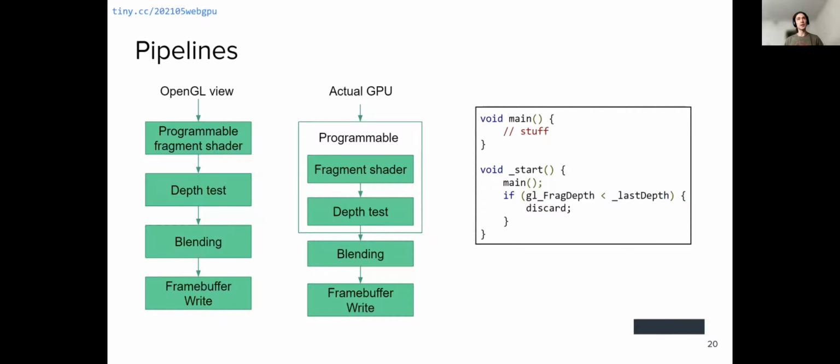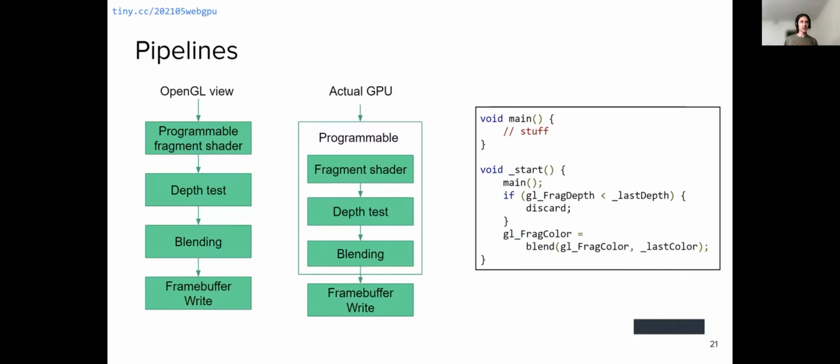So for example, the actual GPU might take your depth testing configuration and fold it into the fragment shader so that it injects this: if gl_FragDepth is less than the previous depth, the old depth, then discard the fragment. It might fold the blending into the shader as well. And so every time any of this state changes, it's going to need to regenerate and recompile that shader.